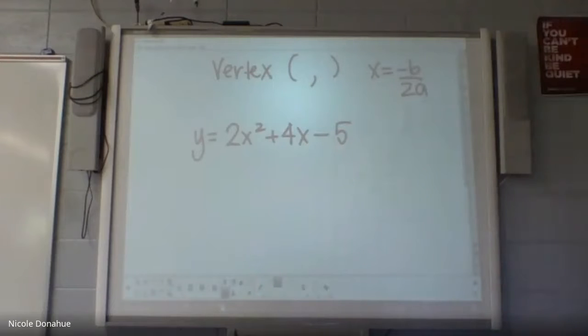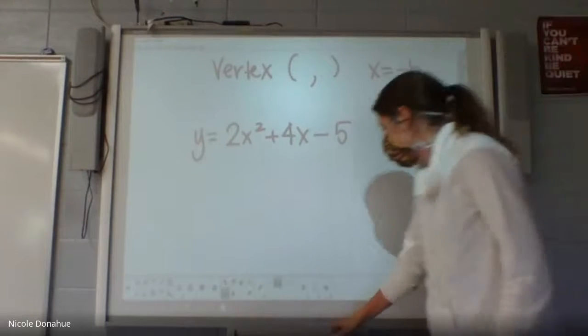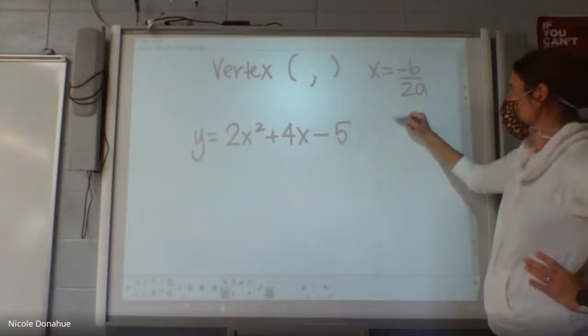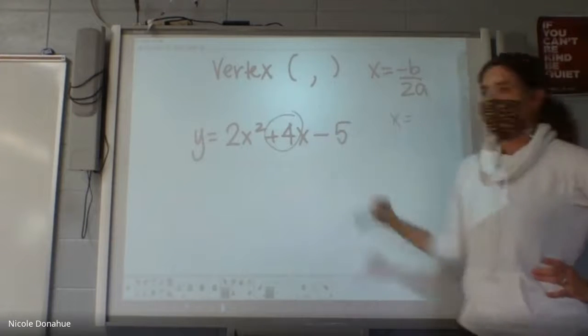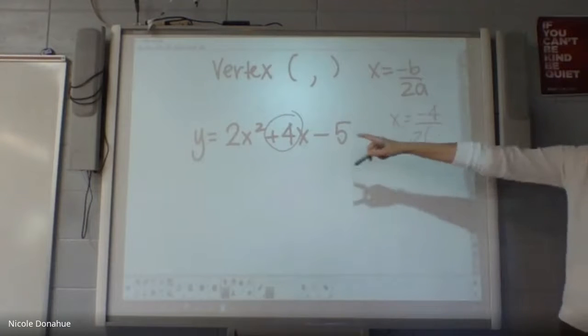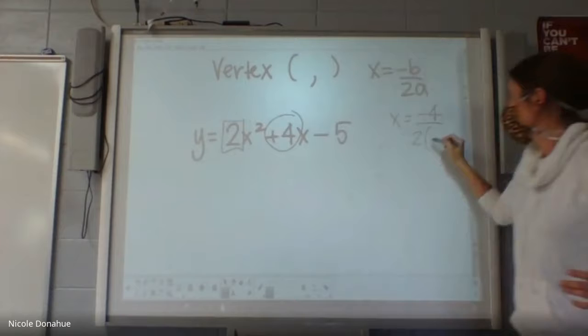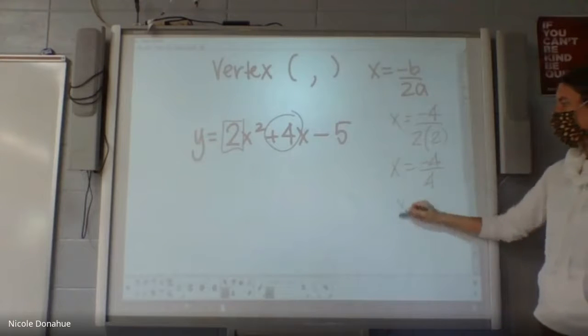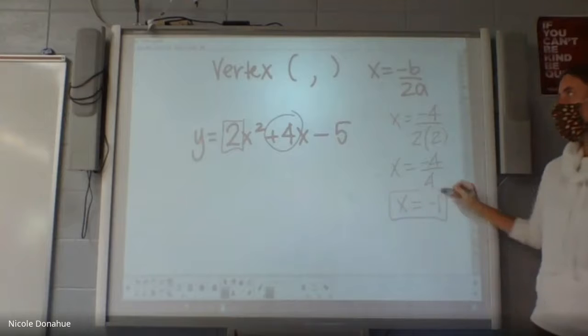Okay, guys. I'm going to talk through it up here. No, let's talk about it. Okay, so when I go to put this into negative b over 2 times a, make sure you guys are listening if it didn't go well for you. Opposite of b is going to be a negative 4 over 2 times a, which is 2. So this is going to be negative 4 over 4, which is going to be a negative 1. That's your x coordinate.